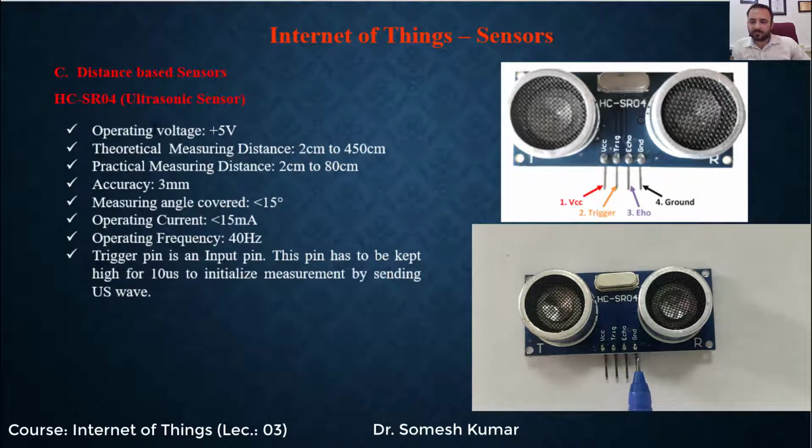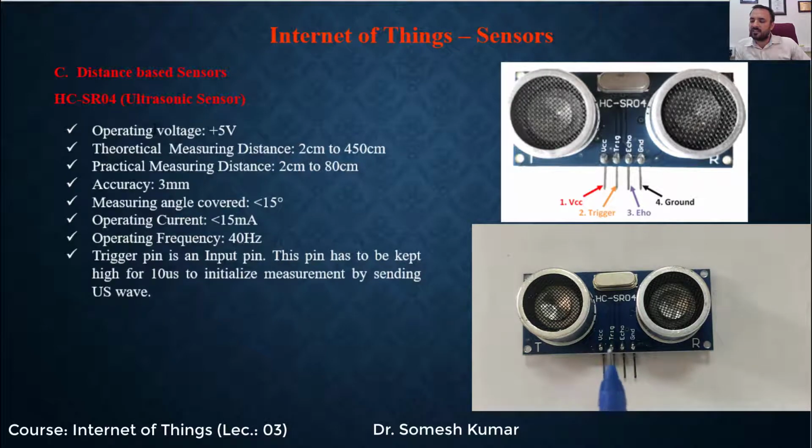Fine. So this is our transmitter, this is our receiver, and this is our crystal oscillator, which provides the operating frequency of 40 hertz for the trigger waves. The operating voltage of this SR04 is plus 5 volts, and the theoretical measuring distance is 2 centimeters to 450 centimeters, but in practical cases it is 2 centimeters to 80 centimeters. The accuracy is 3 mm, and the measuring angle covered is less than 15 degrees.